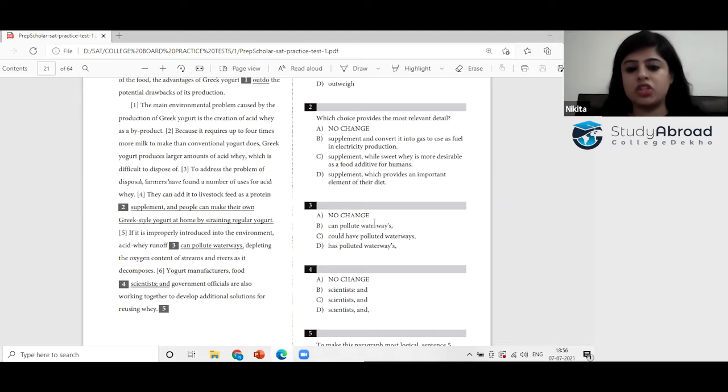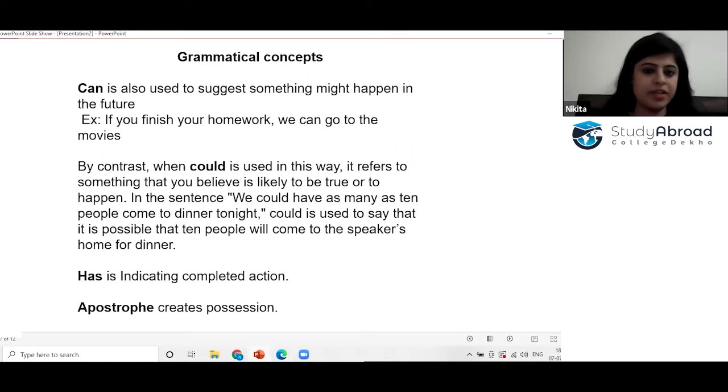So we have to make the choice. And to make a choice for the best usage of the words, we should know very specifically when we use can, when we use could, when we use has, or when we use apostrophe or not. Let's have a look over here.